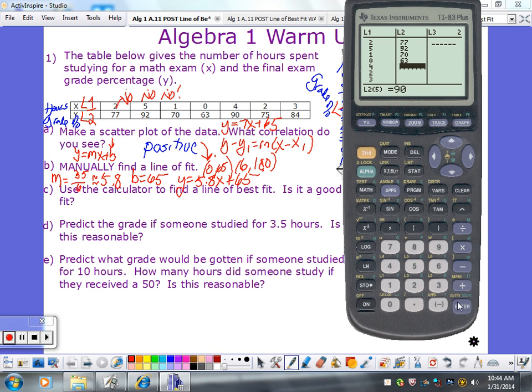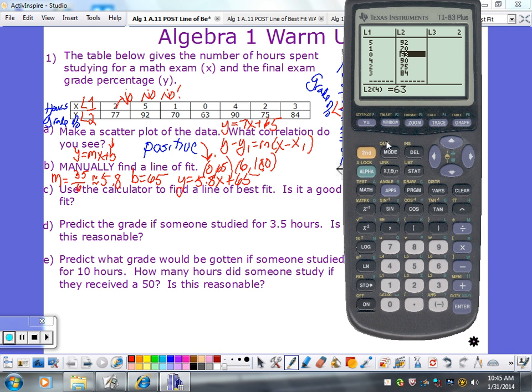Do we put the y values in L2? The y values go in L2. Check your data, make sure it's in right. Somebody tell me if I have a mistake. Looking good? Okay, everybody have data in? We're ready for the next step? Edit, and then you put in just these numbers and enter them.